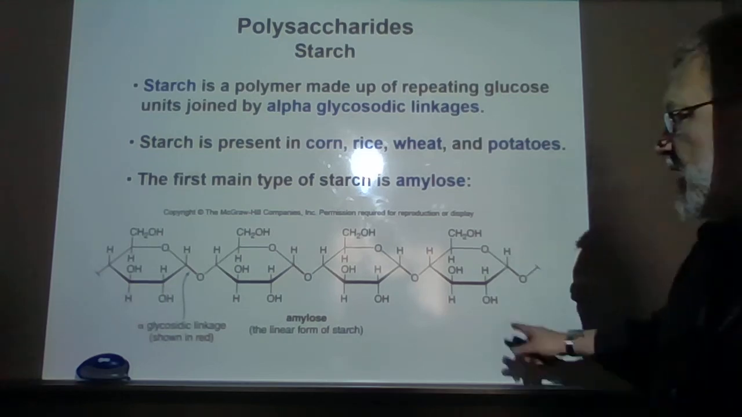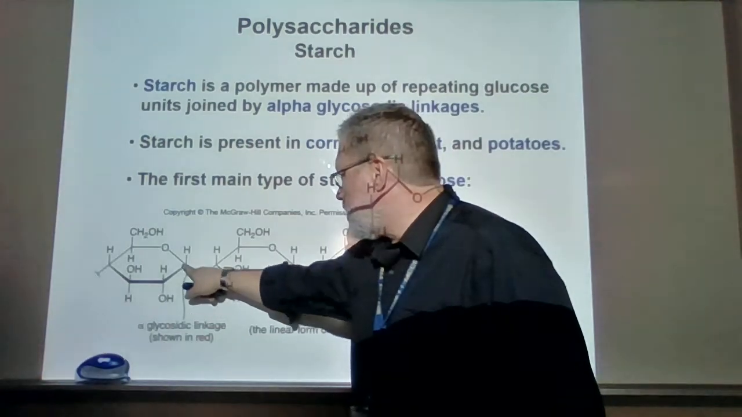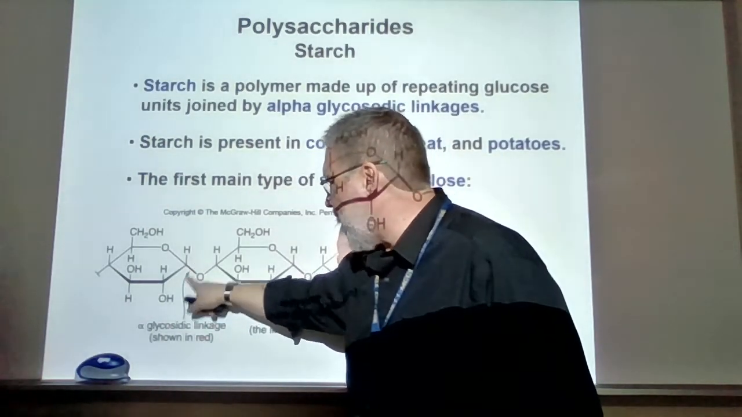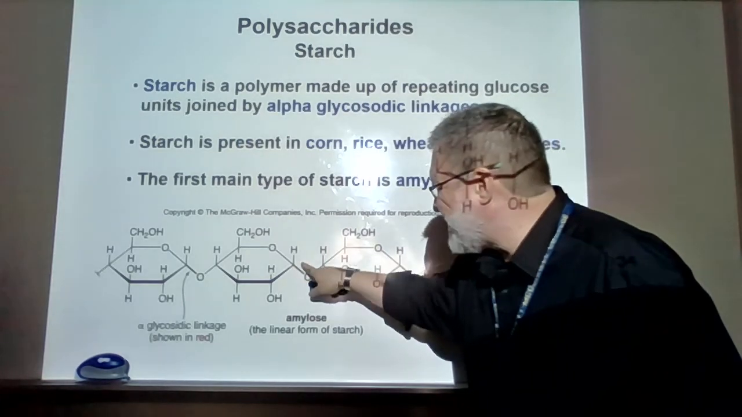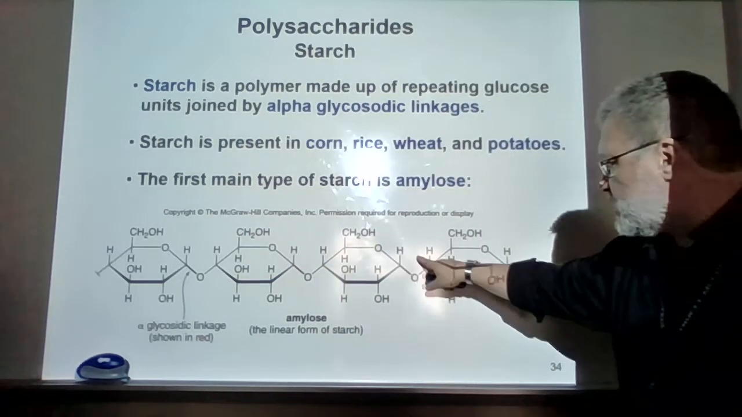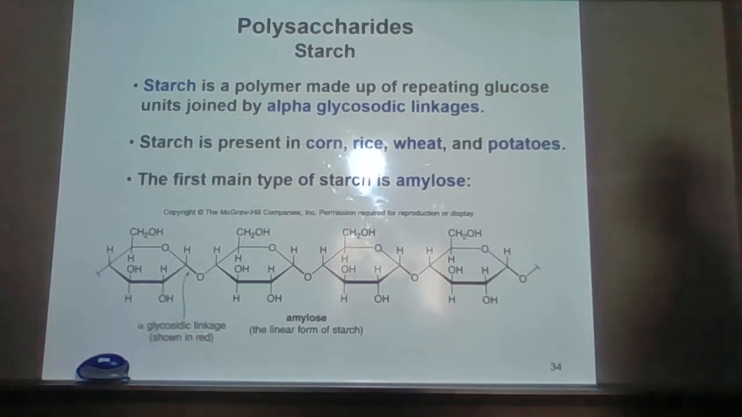So with starch, we have this kind of linkage. The C-O bond from C1 is alpha, it's down. This carbon-oxygen link is down, it's alpha. This carbon-oxygen link is down, alpha.